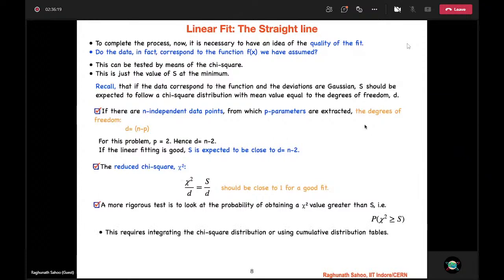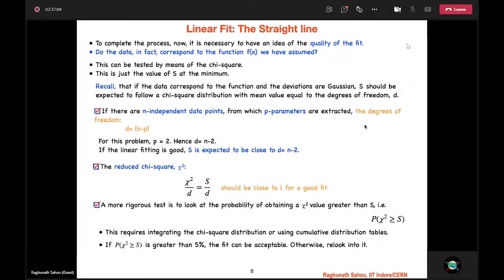To test further, there is something called the p-test: the probability of chi-square greater than or equal to S. For this, you take the chi-square value obtained from the fitting, and the degrees of freedom you know. You look into the table given in some of the books on statistical data analysis, and try to find out the probability of the chi-square being more than S. If P(chi-square greater than or equal to S) is greater than 5%, the fit is acceptable, and this corresponds to a particular degrees of freedom. There is a table you can look into.